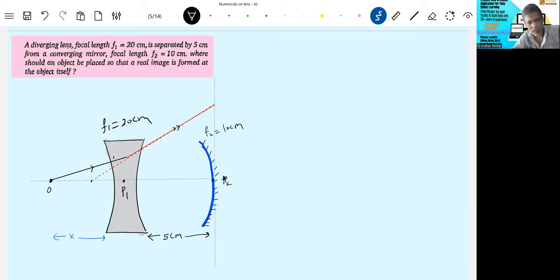Image I1 is formed such that if this I1 becomes the center of curvature, center of curvature of what? Center of curvature of this particular concave mirror, then the rays will retrace. They will retrace the path. Then finally, the final image will be I2. So the final image will be.